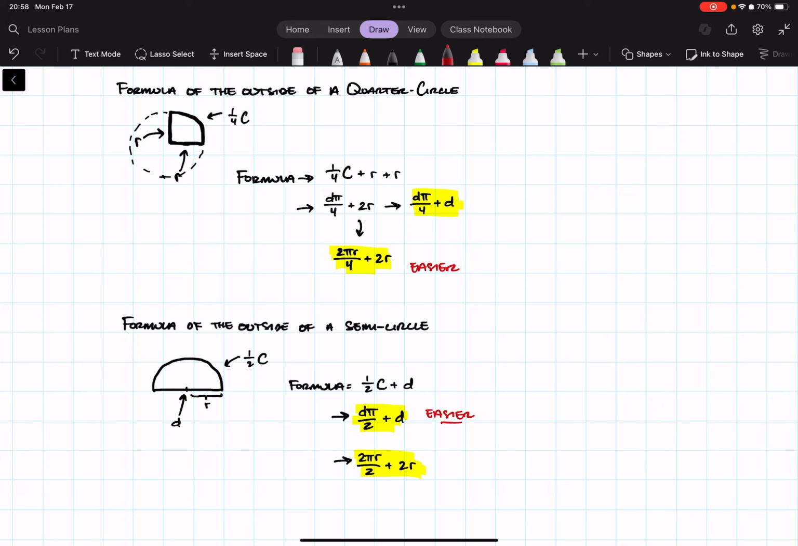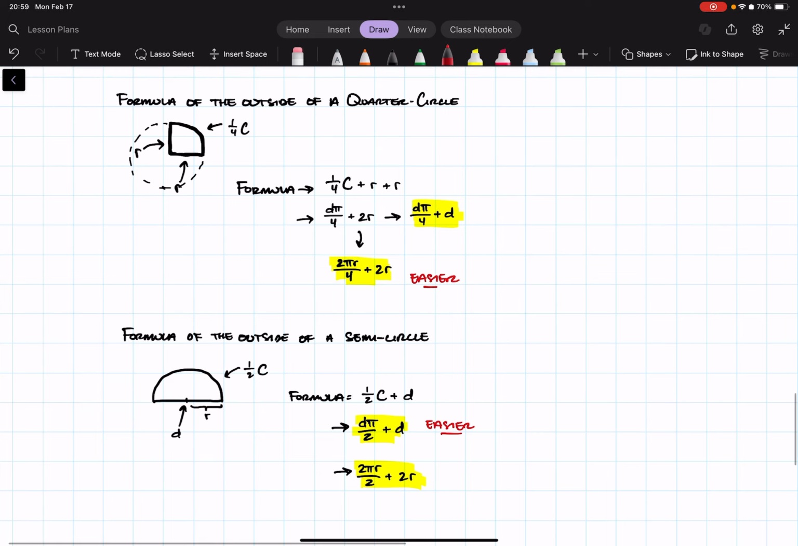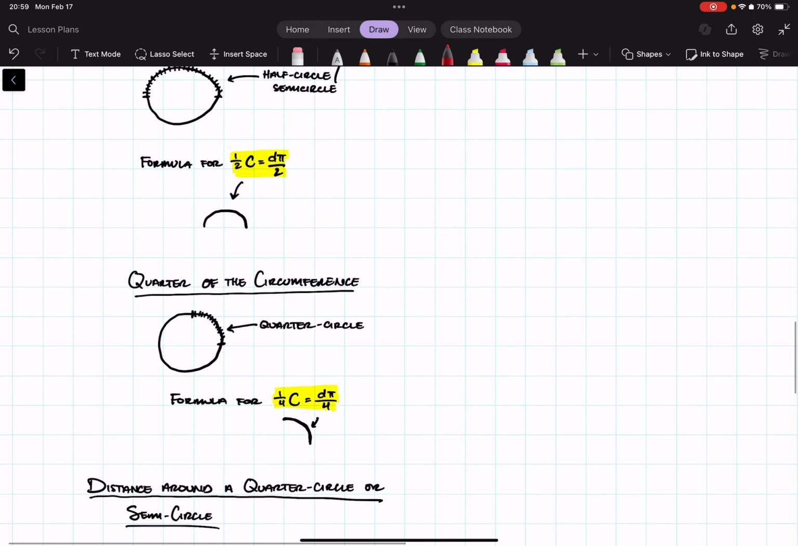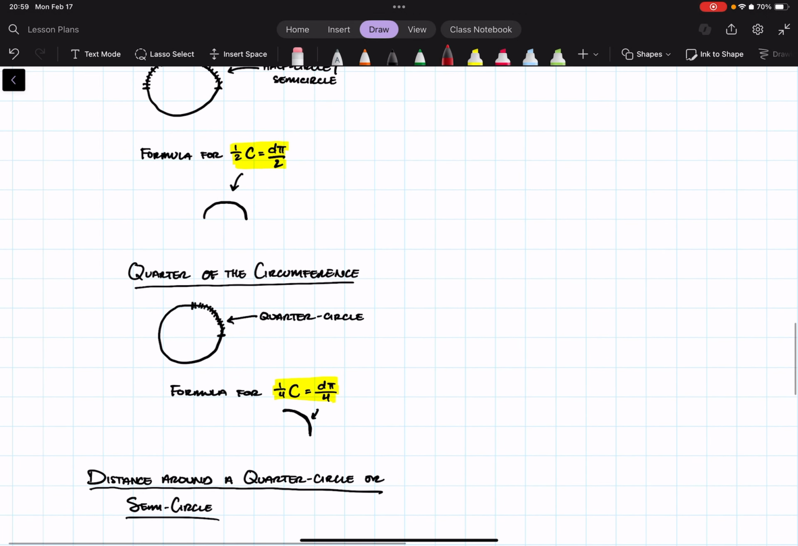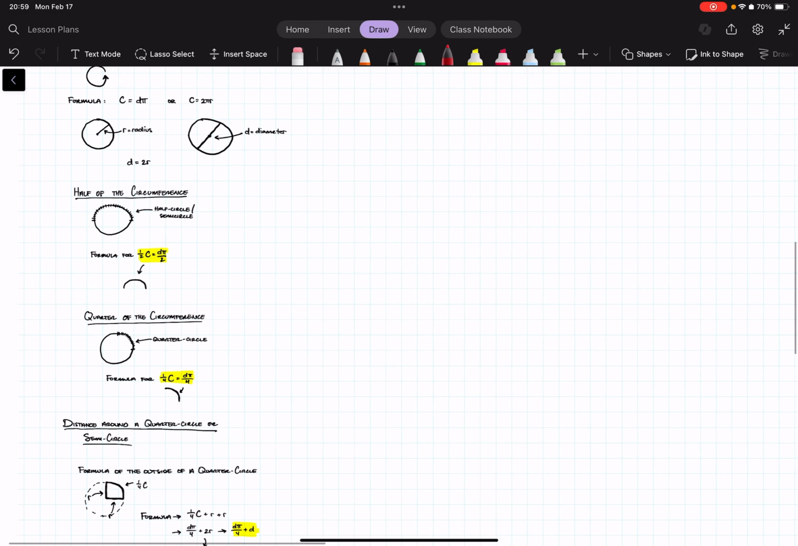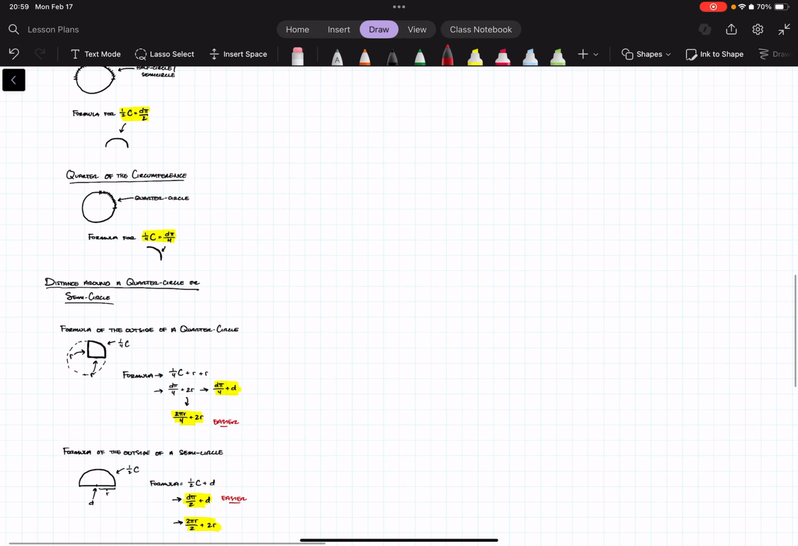So if you want to have that, just know those are the easier ones because the circle will already give you the radius or the diameter. And so depending on the semicircle or the quarter circle, you might want to utilize those formulas since they'll already be handy. All right. So that's like an addition to this first section that we have where you were finding the half of the circumference and the quarter of the circumference, but ultimately this right here are your notes.